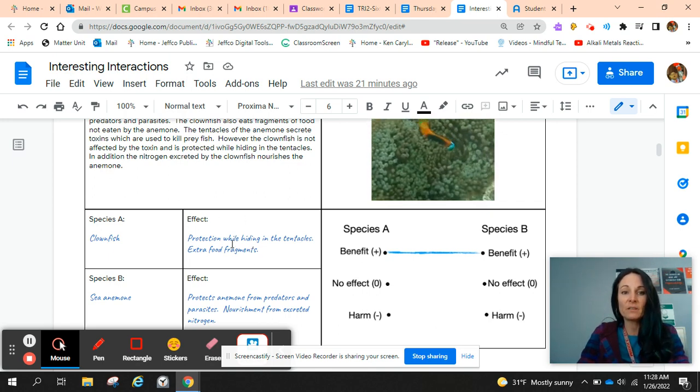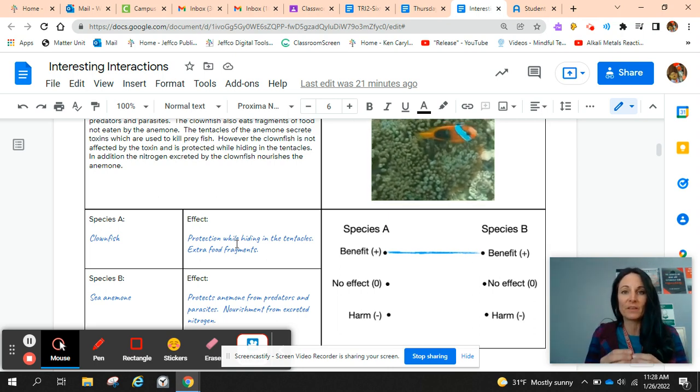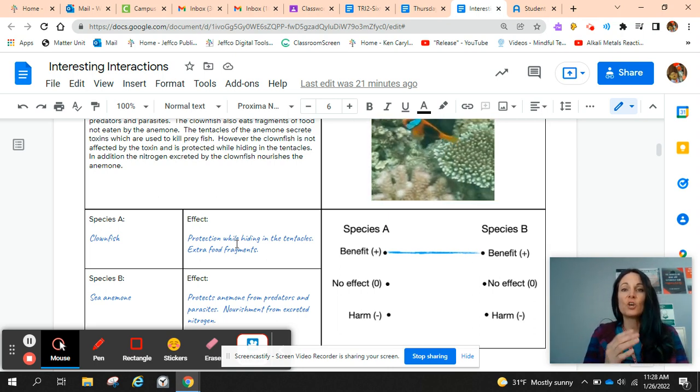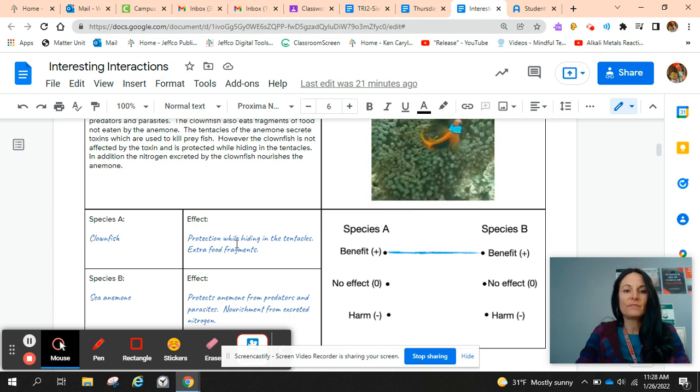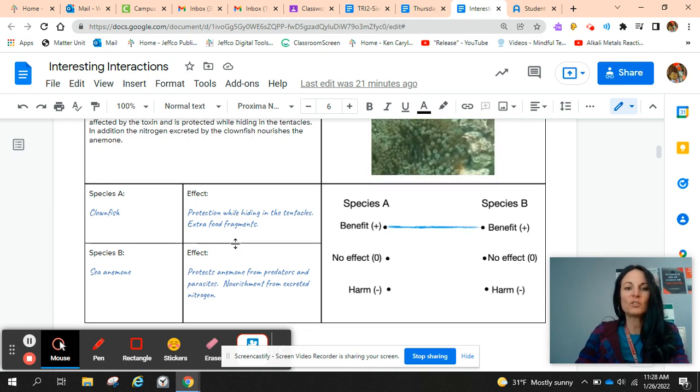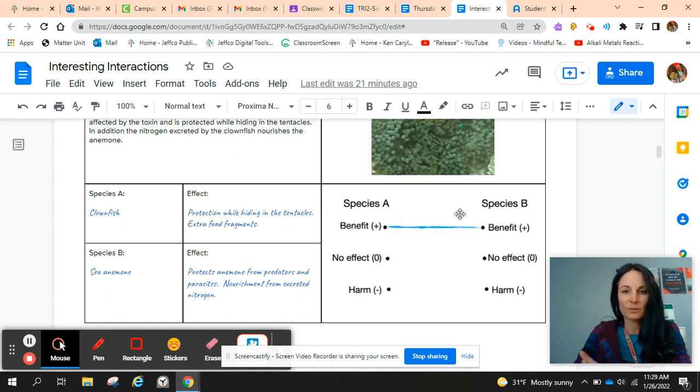They're either getting something, so it's helpful, whatever's happening in this interaction with another species is helping them, or it's hurting them, or it's not affecting them. So you have to say what's happening for each species in the interaction with the other species. And then you have to come over to this little model here and you have to connect species A and species B by drawing a line from the correct descriptor here with the correct descriptor here. So let's go through it together.